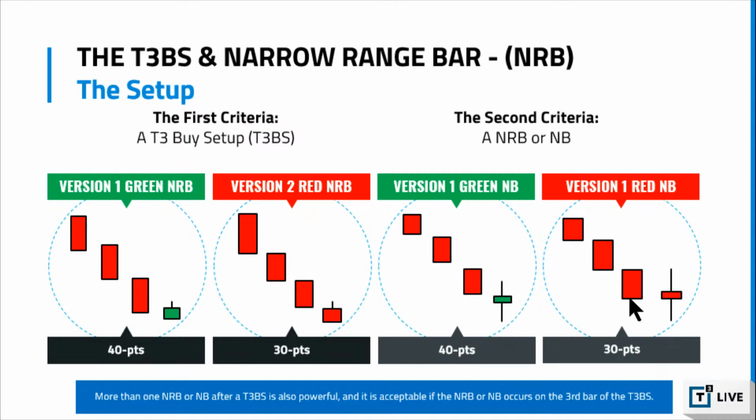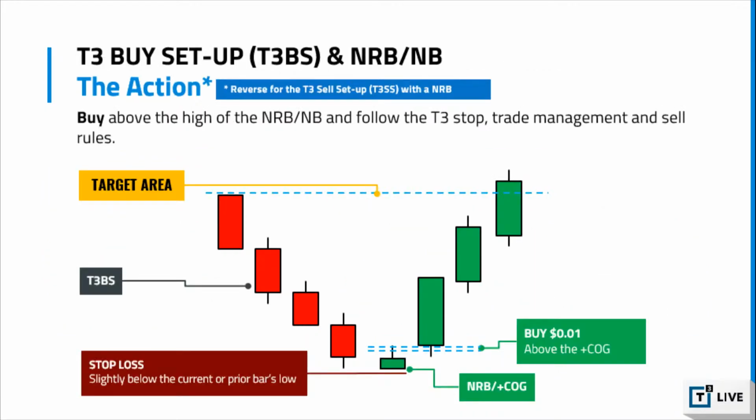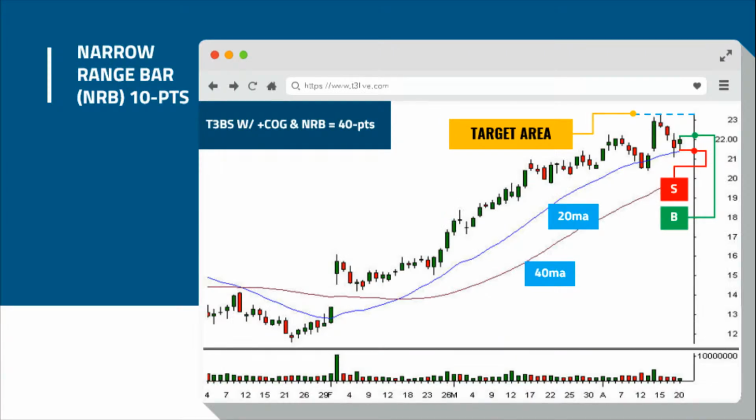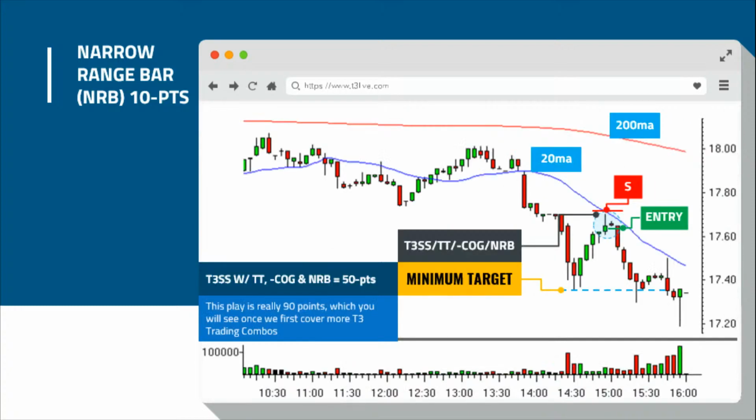So I like narrow body bars more than narrow range bars. The only issue is with narrow range bars, we get a tighter stop. So the reward to risk is increased compared to the narrow body bars. That's it. Okay? So hopefully that makes sense. I hope that makes sense.